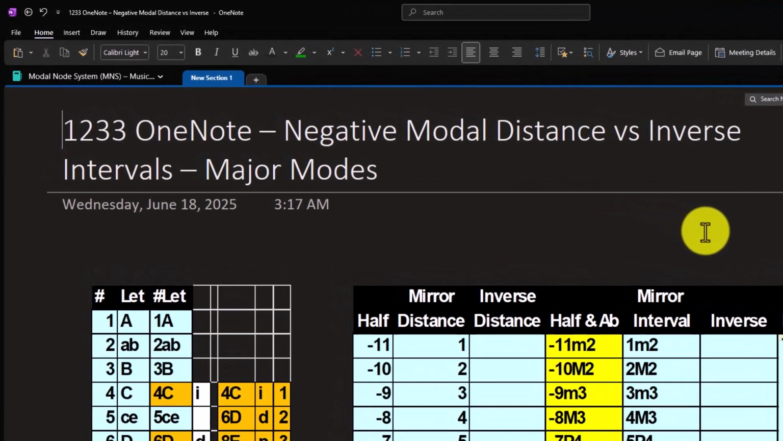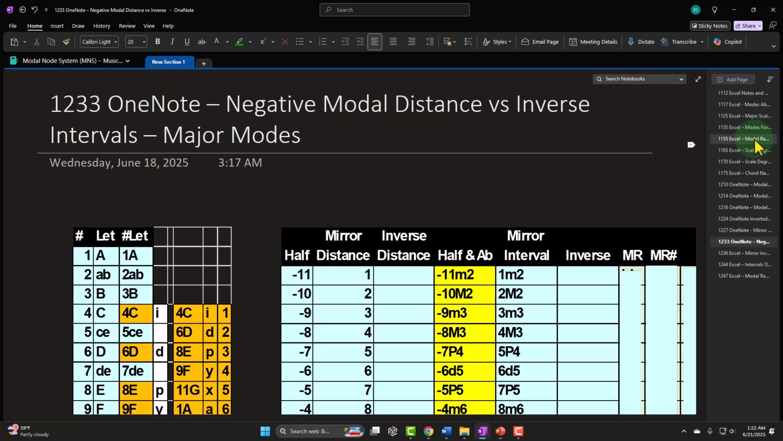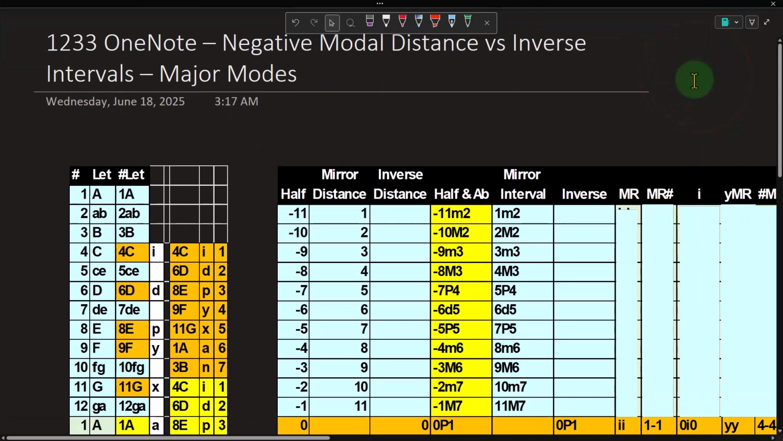Not required to, but if you have access to it and would like to follow along, we're currently in the OneNote file of modal node system, MNS presentation 1233, OneNote, negative modal distance versus inverse intervals, major modes, the list of the presentations on the right. We plan on adding plenty more to them shortly.